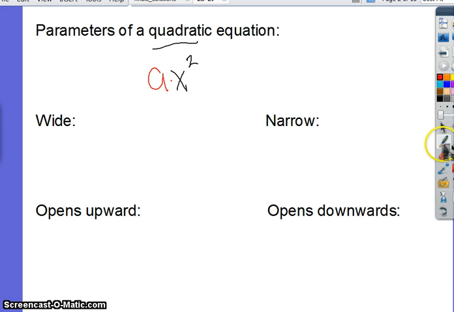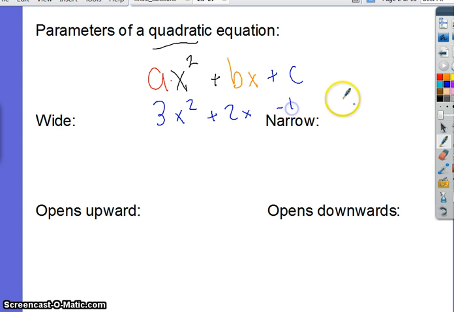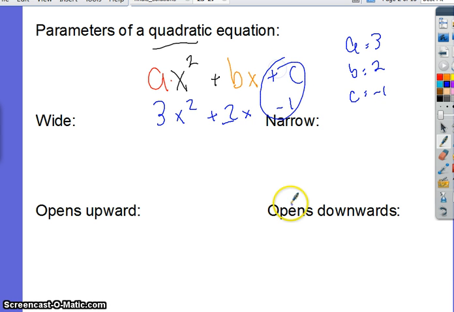a is the number in front of the x squared, plus b, b is the number in front of the x, plus c is the one that's all by itself. So for example, in 3x squared plus 2x minus 1, the parameters a, b, and c are 3 for a, 2 for b, and negative 1 for c. All right, so the parameters of a quadratic equation are a, b, and c.